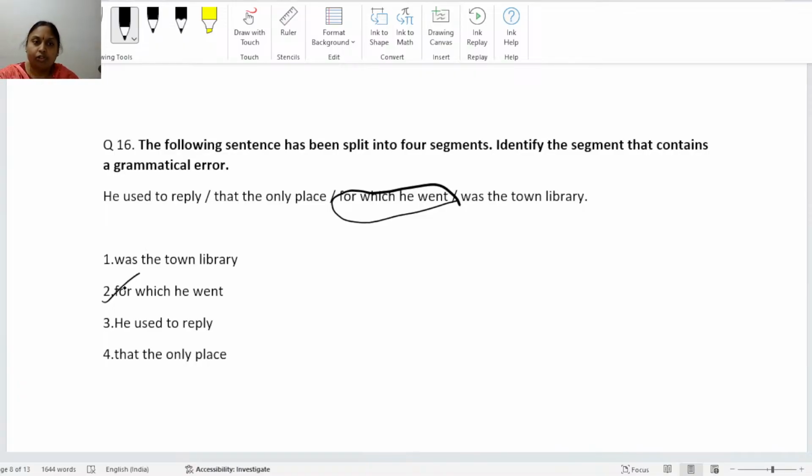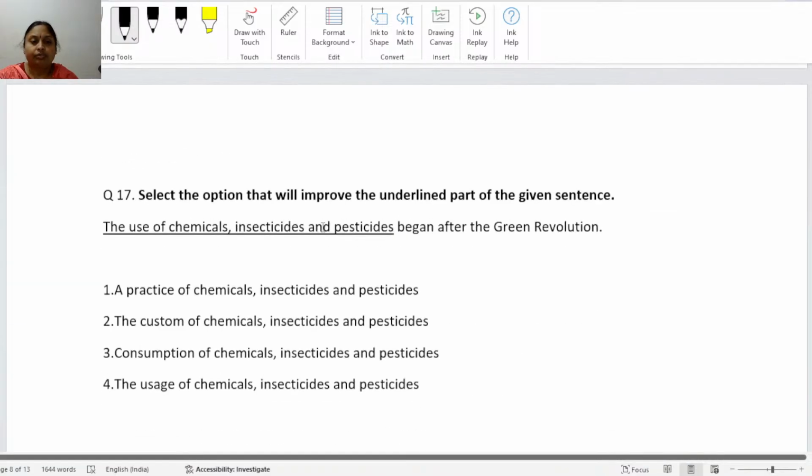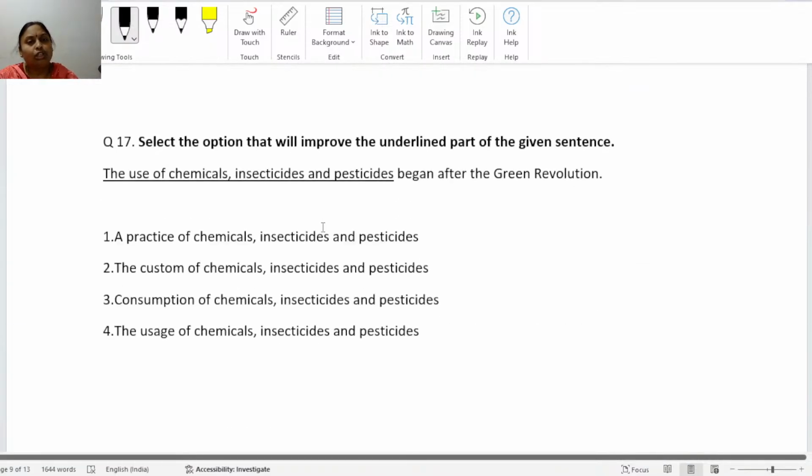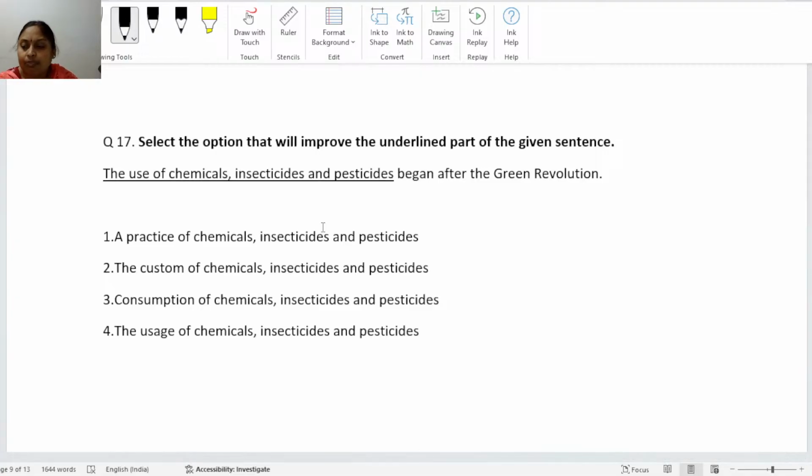So next we will go for the next question. 17th question. Select the option that will improve the underlined part of the given sentence. The usage of chemicals, insecticides and pesticides began after the Green Revolution. Yes. So the option is this one.